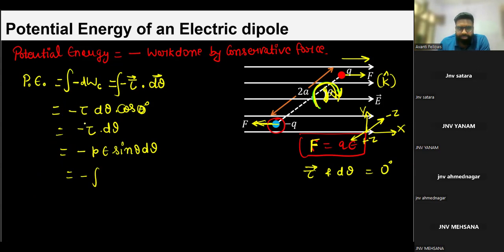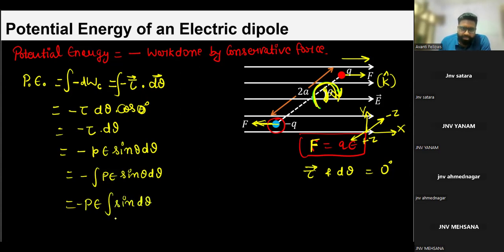At the last, we are putting... No problem in that case. Minus P sin theta d theta. अब P और E क्या है? Constant है. So you can take them out. P sin theta d theta.